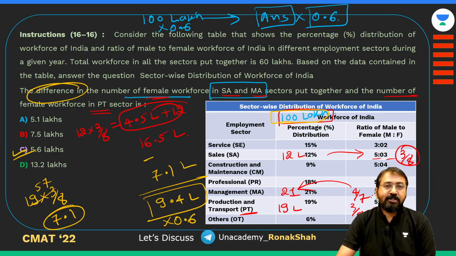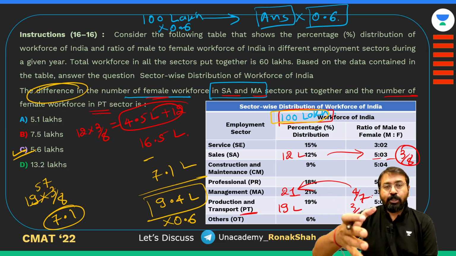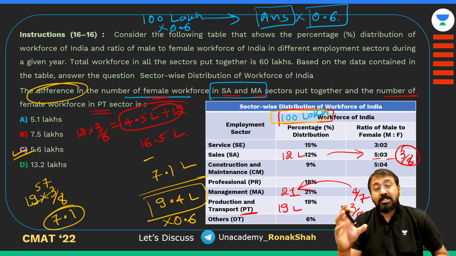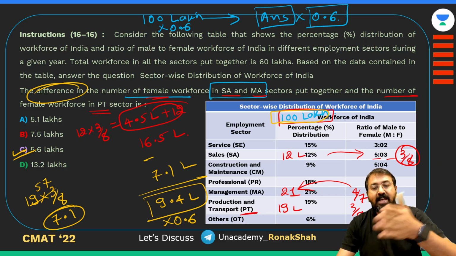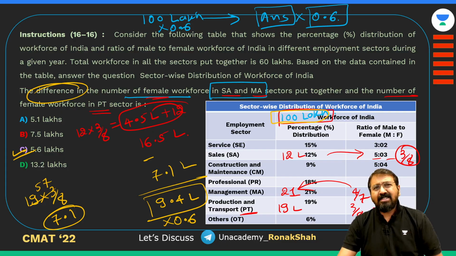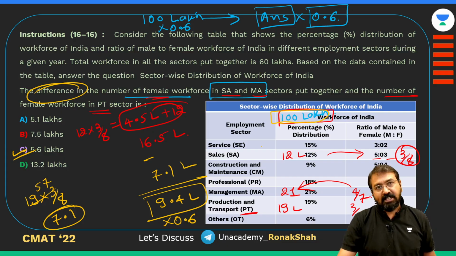So it's 5.6 lakhs. Now if you want, you can try with 60 lakhs and see how much time you will spend, because 12% of 60 lakh itself will come out to be 7.2 lakh, and then you will try to split that in the ratio 5:3 and so on and so forth. So unnecessary, it may increase your complication. Okay, so do it this way.